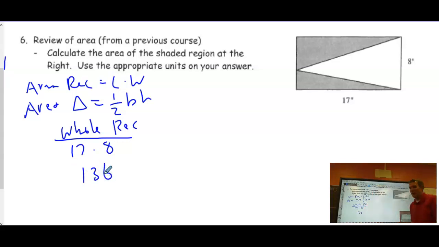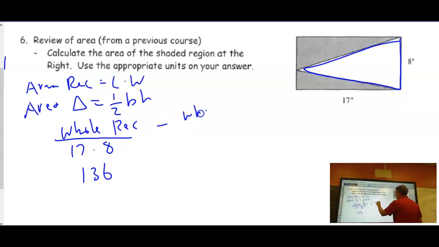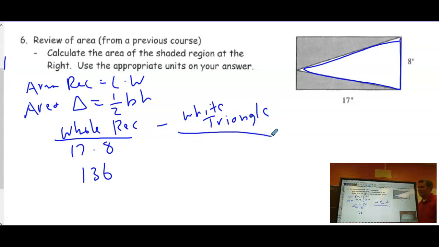That's the area of the whole rectangle. Now what I'm going to do is figure out the area of this white triangle, and I'm going to subtract the white triangle from the area of the whole rectangle, and I will be left with the shaded region.